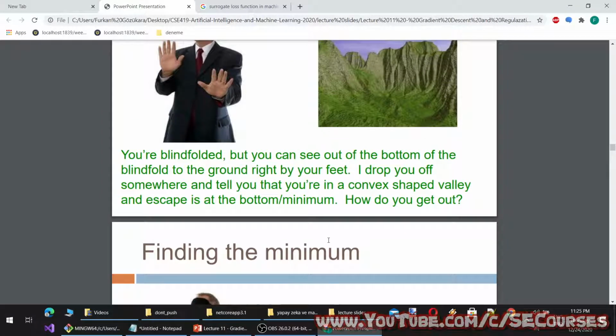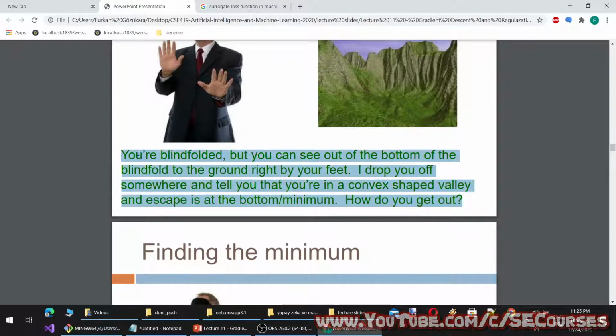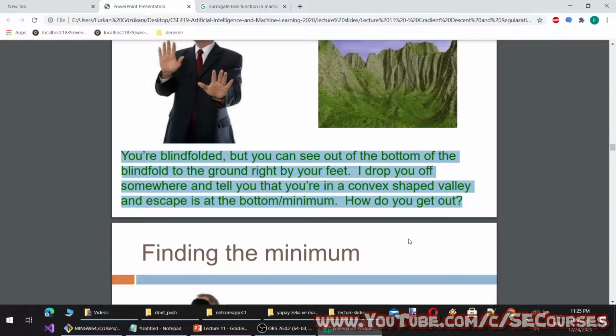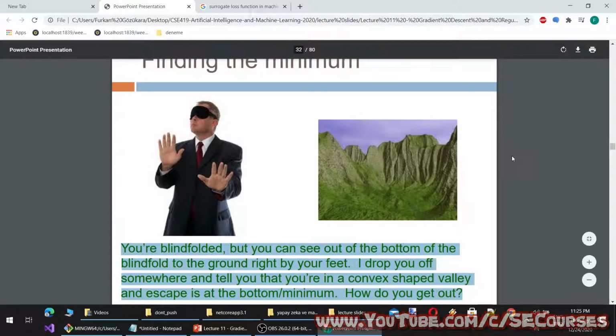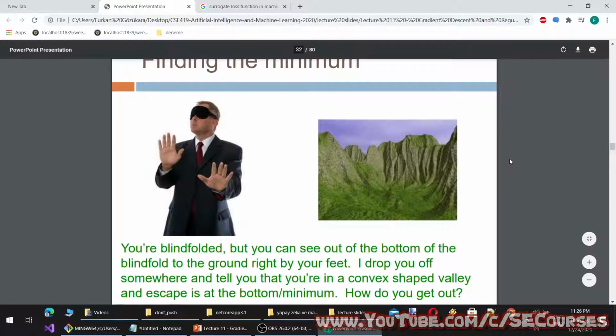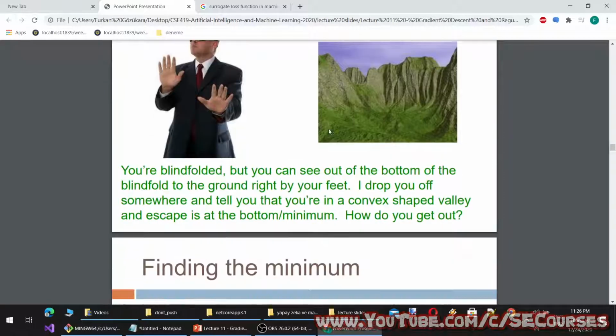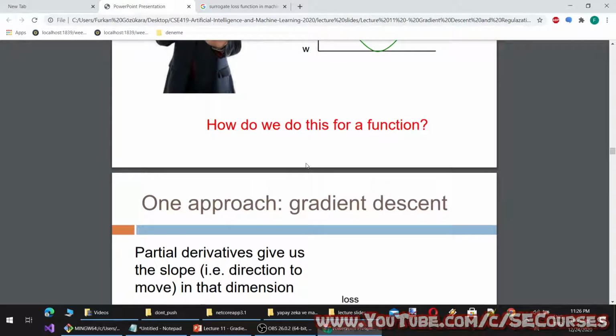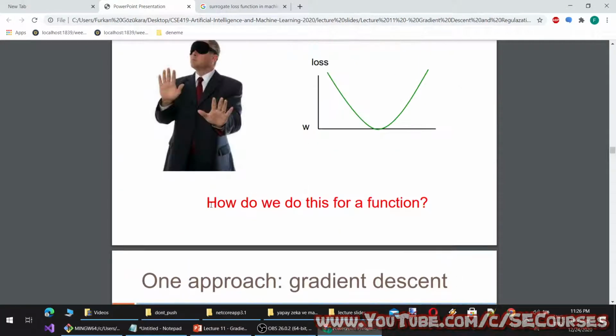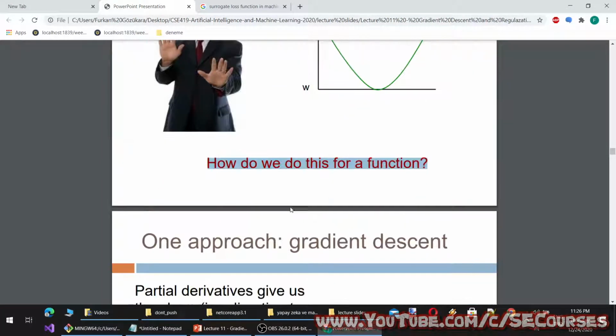Okay, finding the minimum. You're blindfolded, but you can see out of the bottom of the blindfold to the ground right by your feet. I drop you off somewhere and tell you that you're in a convex-shaped valley and escape is at the bottom, the minimum. How do you get out? Okay, how do we get out from this function?